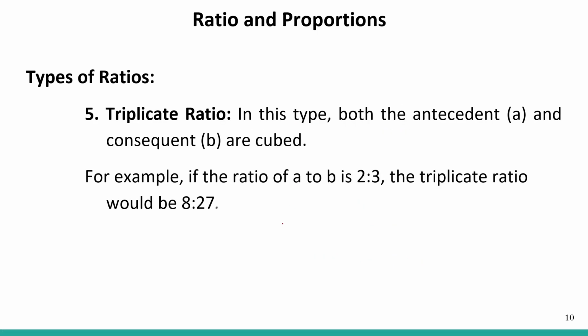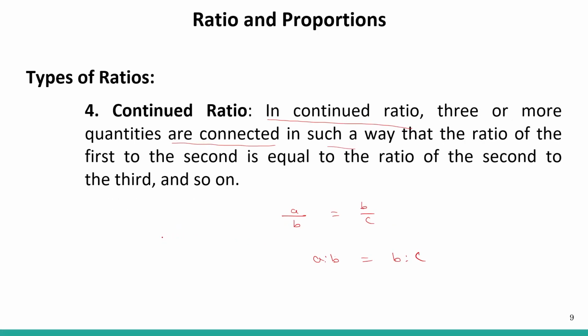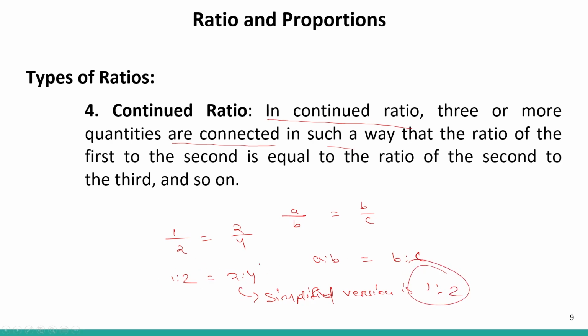So for example, let's say 1 is to 2 is equal to 2 is to 4, right? Because its simplified version is 1 is to 2. So these two are basically the same. So this is an example of continued ratio.